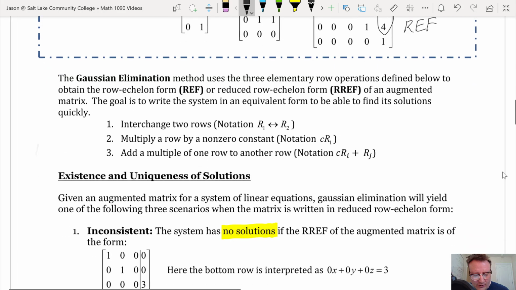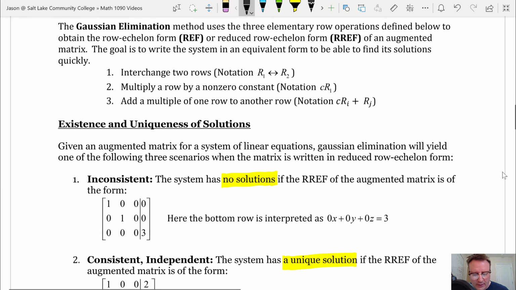Okay, the Gaussian elimination method uses the three elementary row operations defined below to obtain the row echelon form or reduced row echelon form of an augmented matrix. The goal is to write the system in an equivalent form to be able to find its solutions quickly.